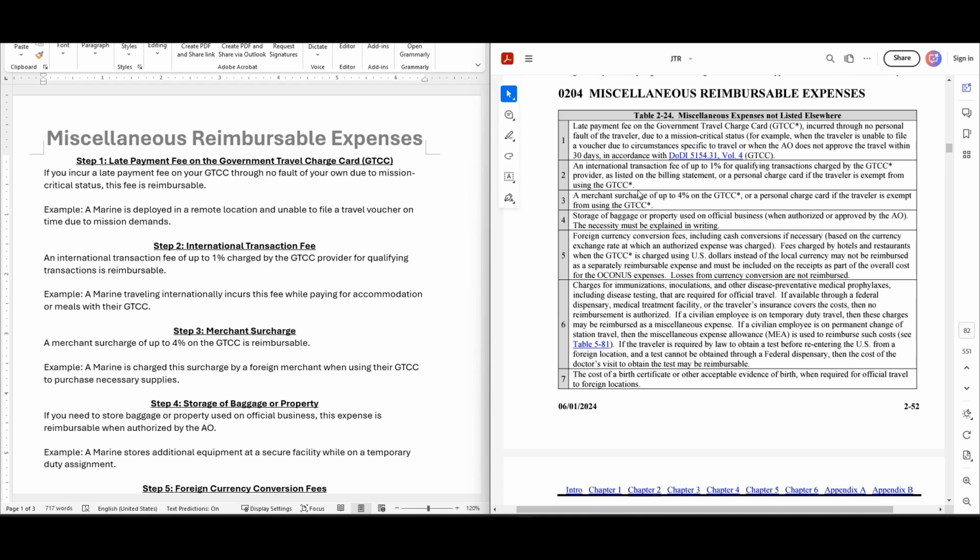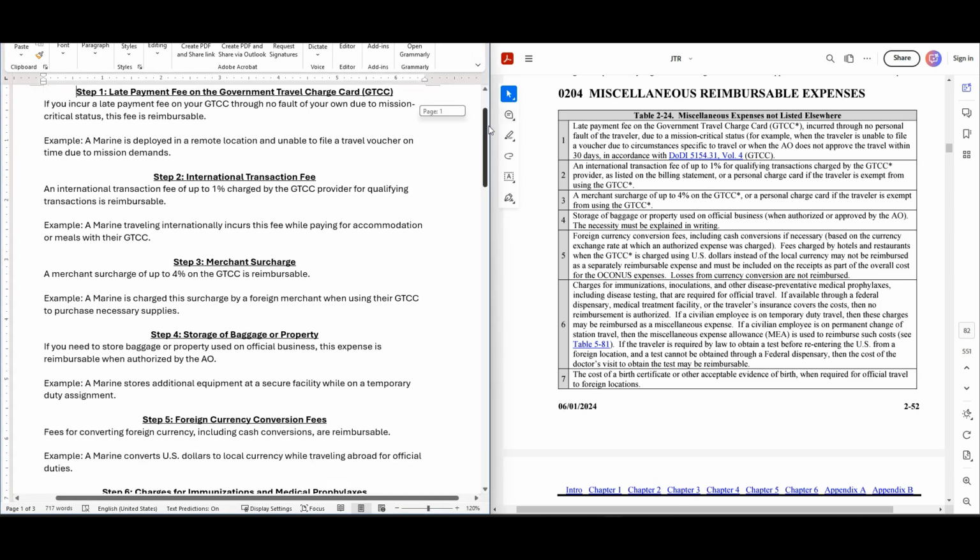And that's just a normal piece of those expenses. So you want to make sure that you're claiming those actual expenses that are incurred. As long as it's an official expense, you want to make sure that you're trying to claim those expenses. And then here, a Marine traveling internationally incurs a fee while paying for accommodations or meals with the government travel charge card. You can use it for those pieces.